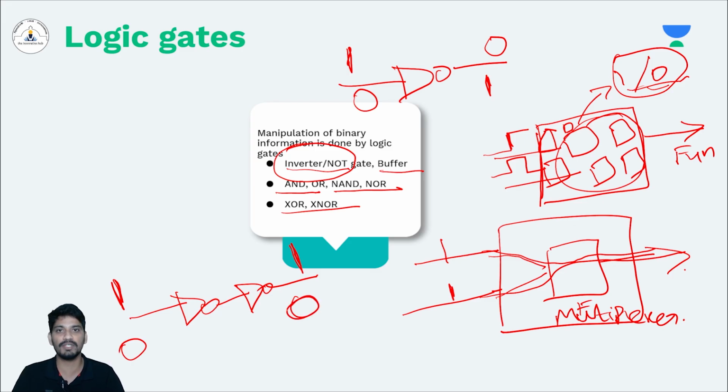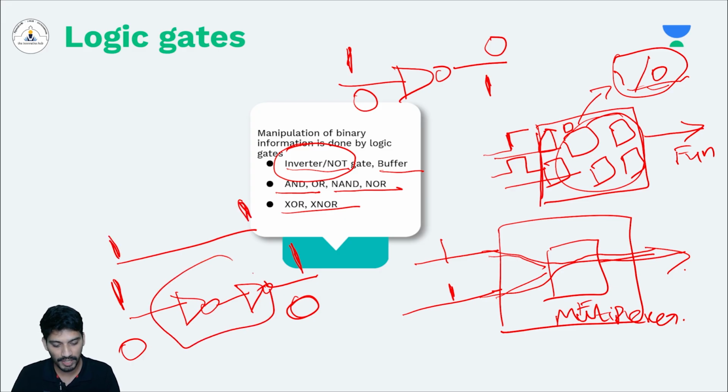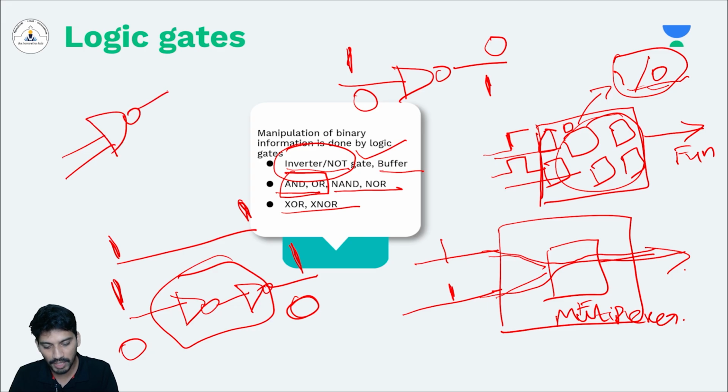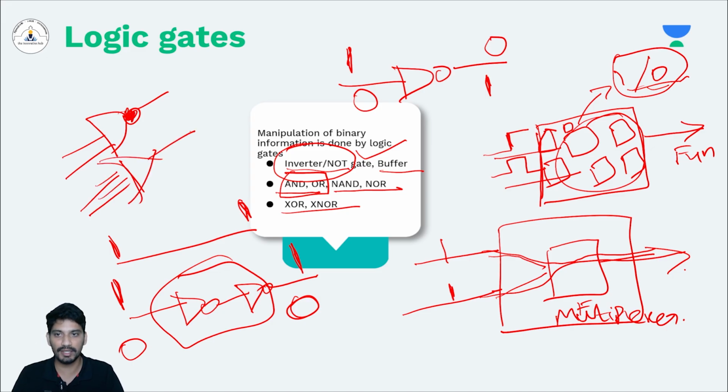So what is the purpose of this buffer? Why can't we just put a wire to pass 1 to 1? The purpose of a buffer is to give some delay, and I will explain why delay is required in digital circuits in future slides. So inverter and buffer are clear. Now, what are these AND and OR gates? These are some basic building blocks of any digital circuit. This is an AND gate and this is an OR gate, right?